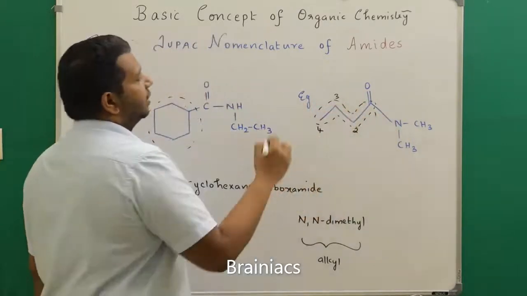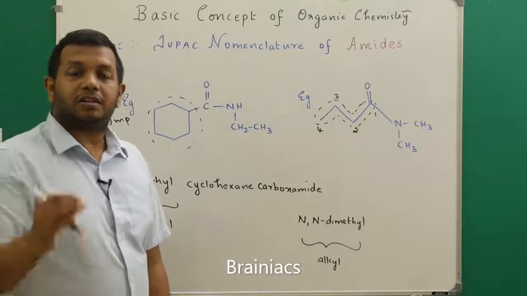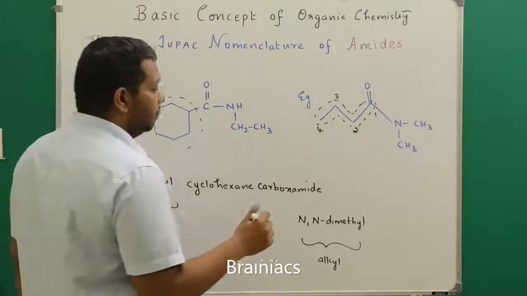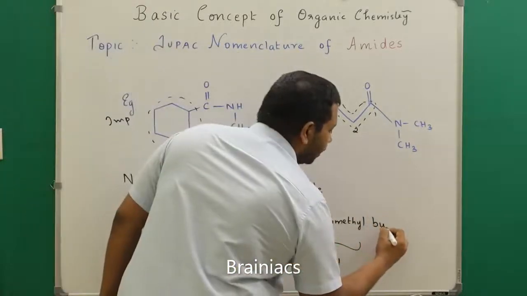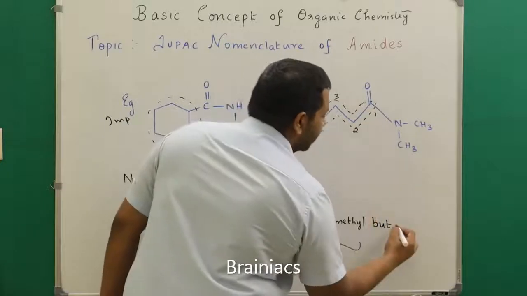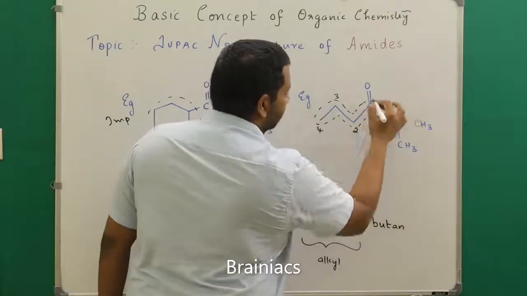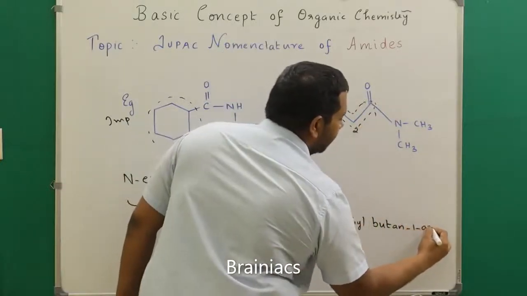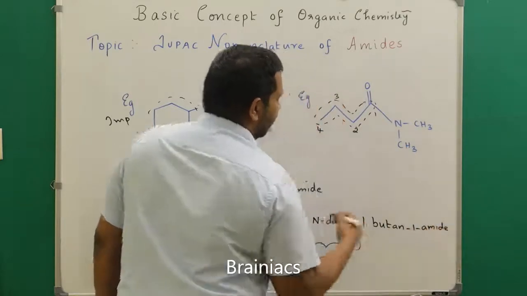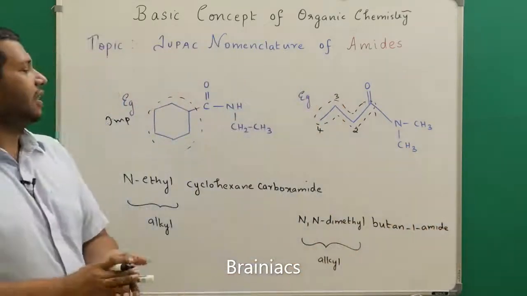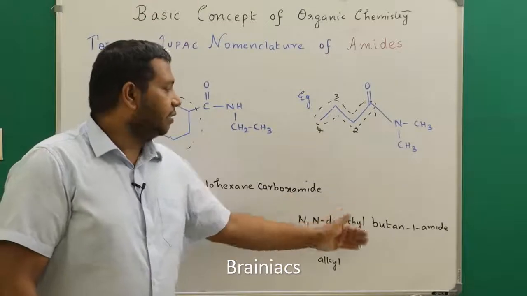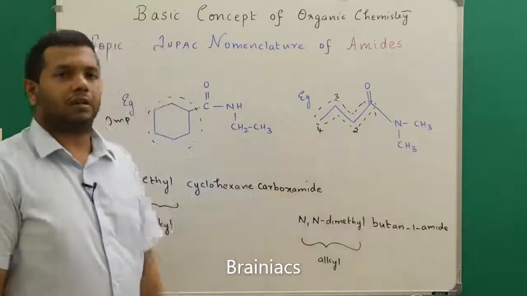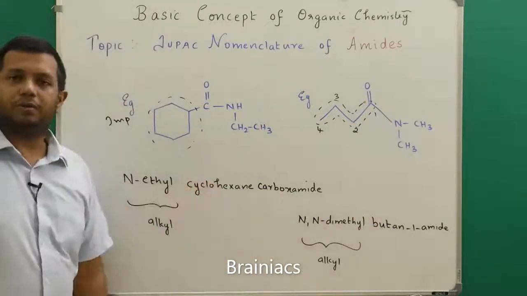So 4 carbon atoms are there, which means the word root is but. All are linked through single bonds, so I can say butane. At the first position you have the amide: butane 1 amide. So I can either say N,N-dimethyl butanamide or N,N-dimethyl butane 1 amide. Both are correct. Okay, I hope you understood.